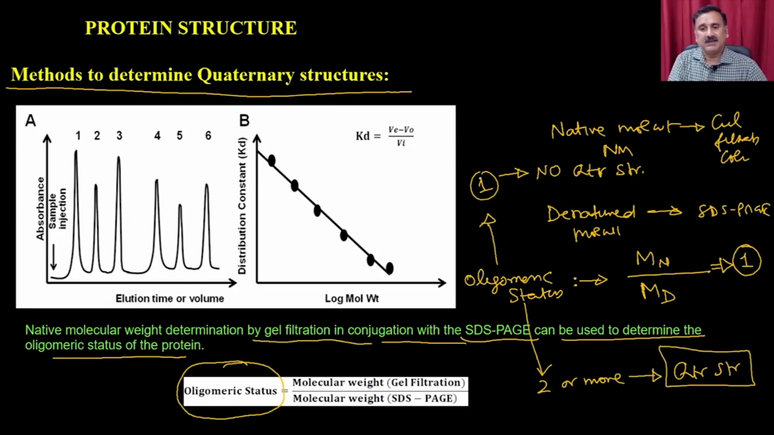If the oligomeric status is 1, then it is going to be a monomer. If it is 2 or more, then it is going to be an oligomer, and oligomers show you the quaternary structure.